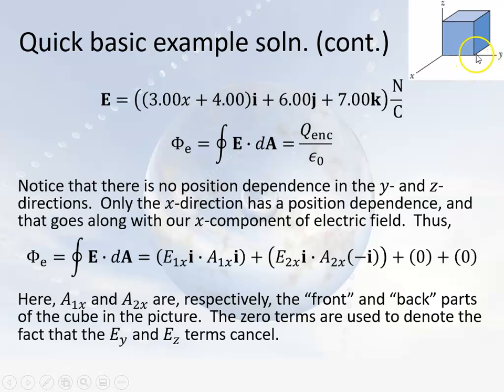But the point is that since we're at a particular x, the y and z components are the same at that particular x, no matter what our y value is, or what our z value is for that matter. Those parts are going to cancel. So the only thing that doesn't cancel is the flux in the x direction, those being the front and back parts of the cube at x equals -2 and x equals 0.